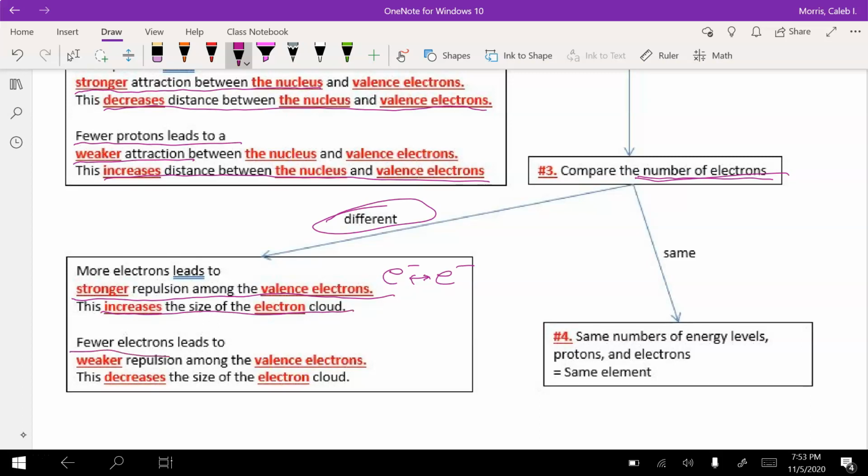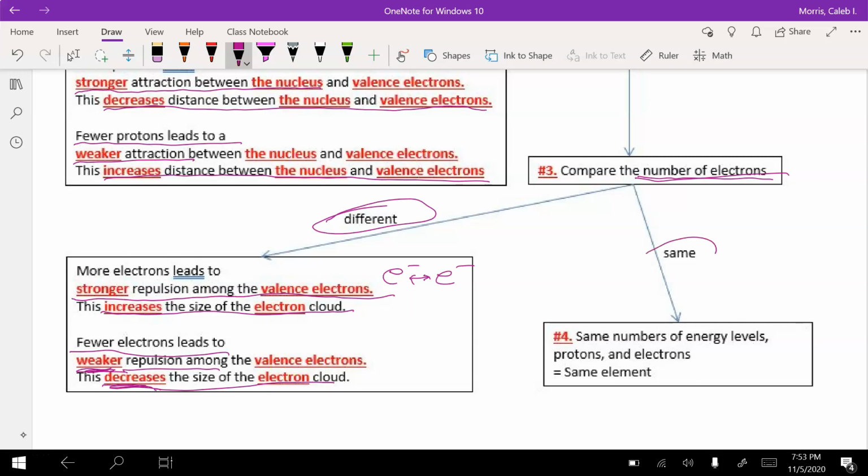If you have fewer electrons, that leads to weaker repulsion among the valence electrons, and that decreases the size of the electron cloud. So as you're looking at this, if you have more electrons, they spread out more. You have fewer electrons, but the same number of protons and the same number of energy levels, they're going to spread out less, which makes it smaller, and those electrons are more tightly held. Okay. If there's a little bit of electron-electron repulsion, that actually makes the attraction lower. Remember, repulsion and attraction are kind of opposites. So you have more repulsion, that's less attraction.